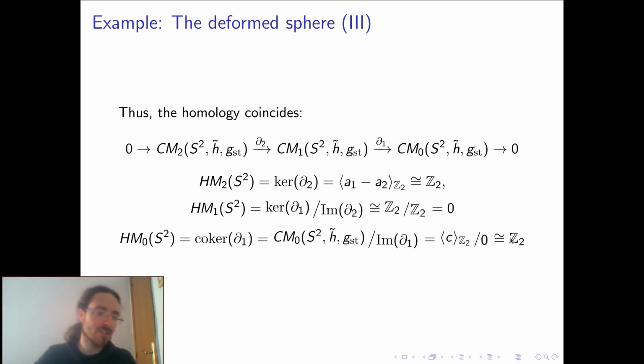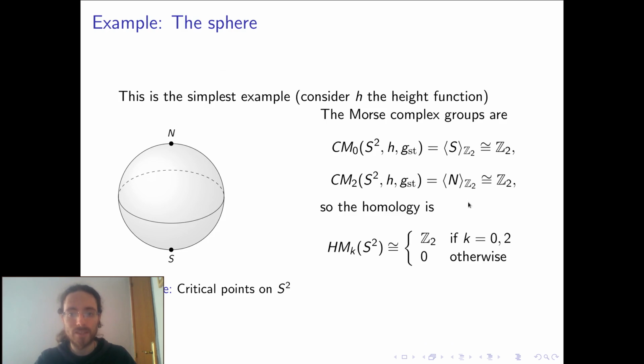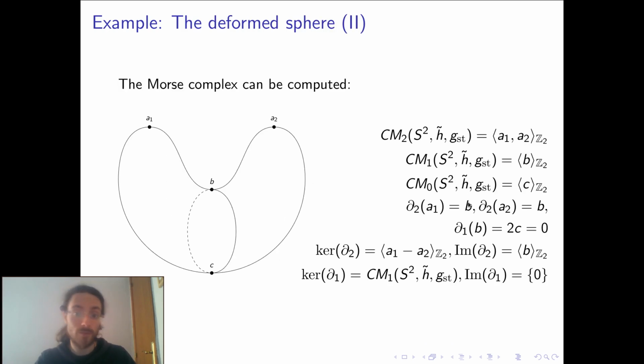So the topology, the end result, the homology is exactly the same as in the other example, as in here, but of course the reasoning is different. The groups of the chain complex are different. So this example is here to stress the fact that the chain complex can vary, but the homology is invariant. And of course you can check here that the Morse inequalities are satisfied.